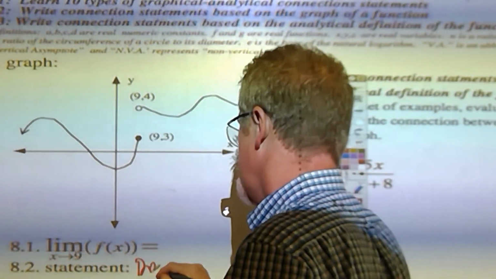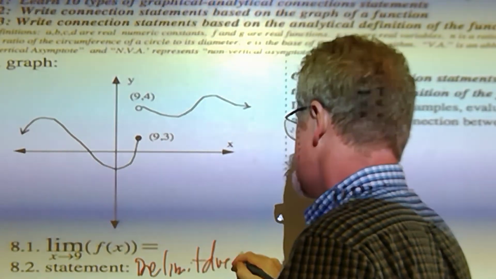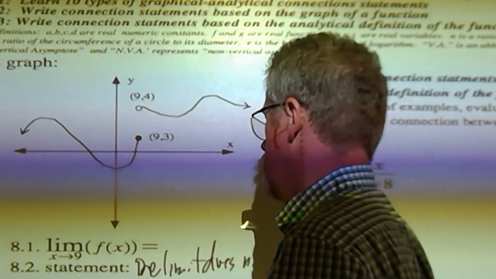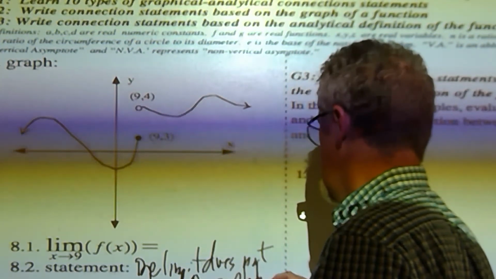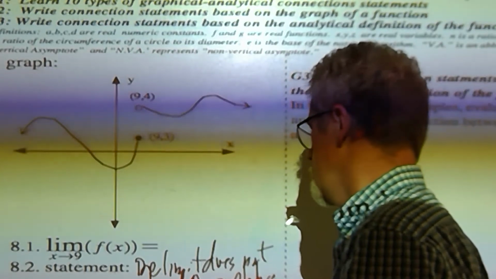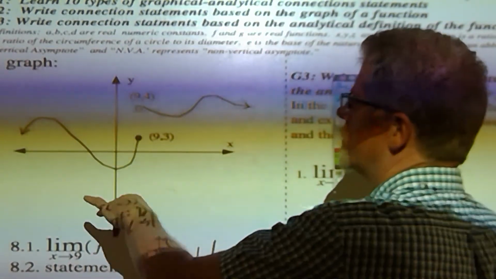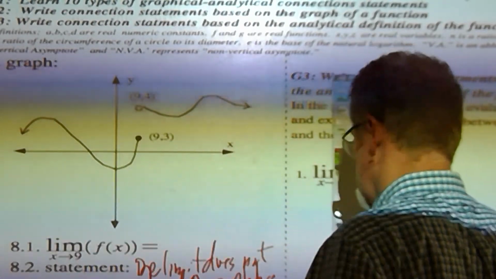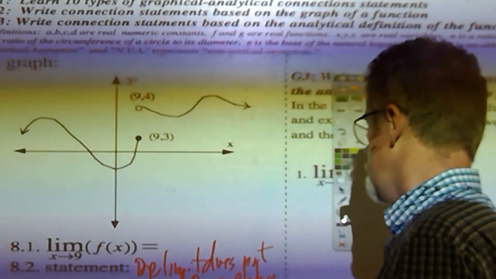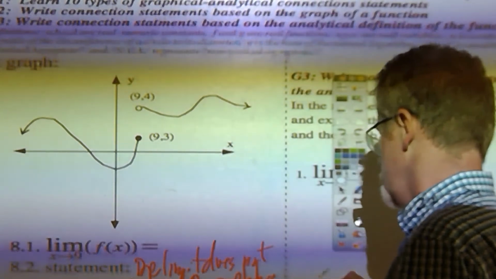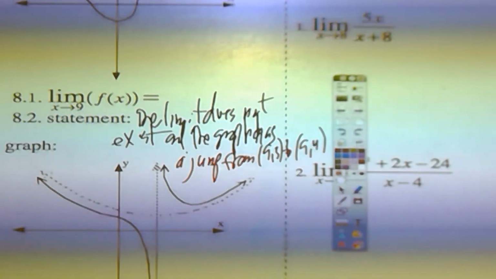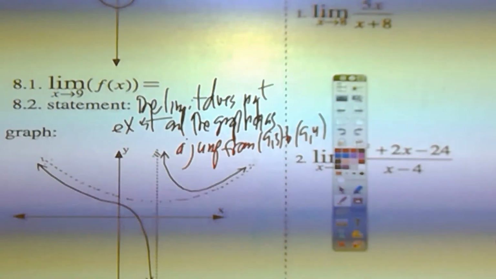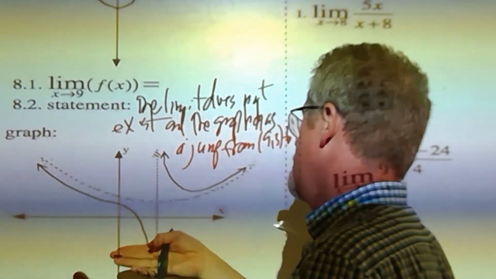So we say the limit does not exist, and the graph has a jump from, and you can go either (9, 4) to (9, 3) or (9, 3) to (9, 4), it doesn't matter, from (9, 3) to (9, 4). Now, number 9 is a special case that you're not really going to have to deal with. We would say the limit does not exist, the graph has a parabolic asymptote.